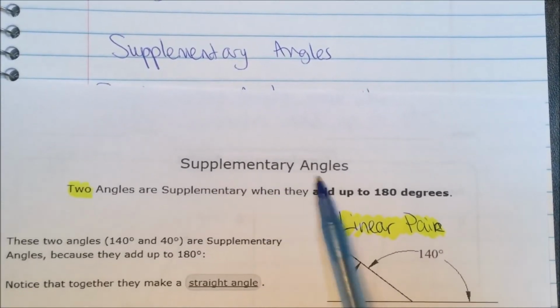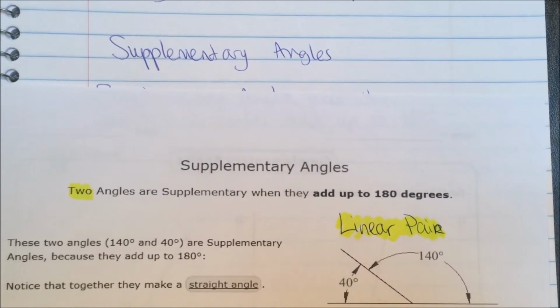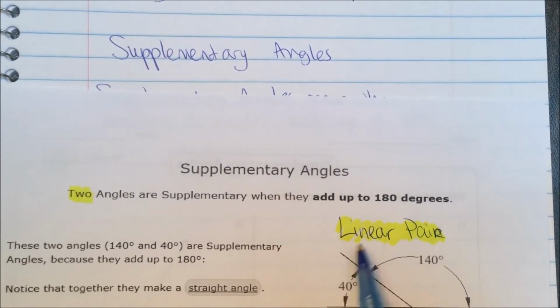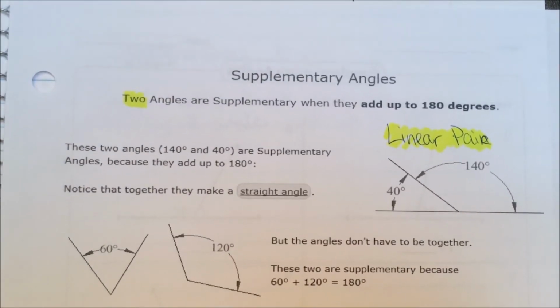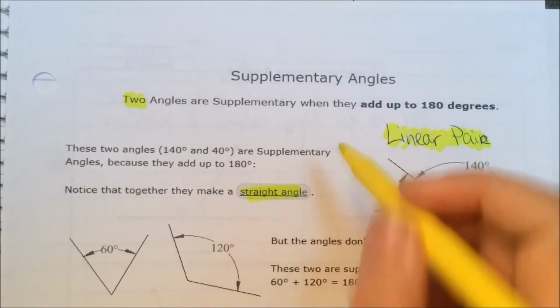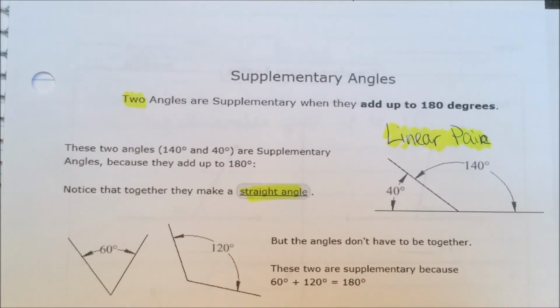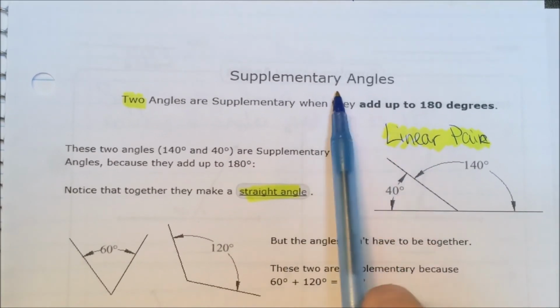Don't forget, linear pair and supplementary angles are our two new words today. Both of them add up to be 180 degrees. Actually, we do have another word. They make a straight angle. Well, it's not new. We did this last time. But straight angle, linear pair, supplementary.